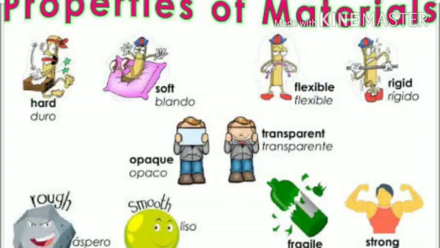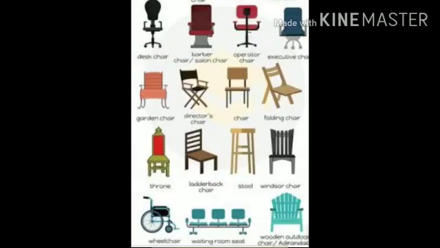Materials have certain properties which decide for which products they can be used. Often one object can be made with different materials. For example, I tell you children, a chair. It could be made of wood, plastic, cane, etc.